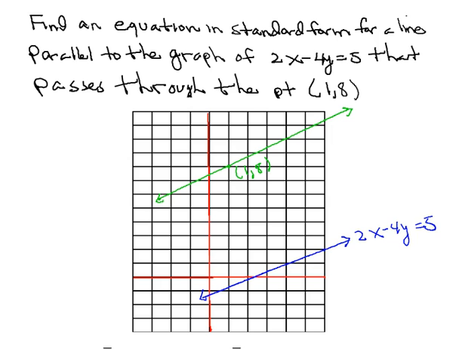So we're asked to find the equation for a line passing through the point (1, 8) that's parallel to the graph of 2x minus 4y equals 5. So in the diagram I've graphed 2x minus 4y equals 5 as the blue line, and we need to find the equation for a line passing through the point (1, 8), which is in green, that's parallel to the blue line. So our task is to find the equation of the green line.